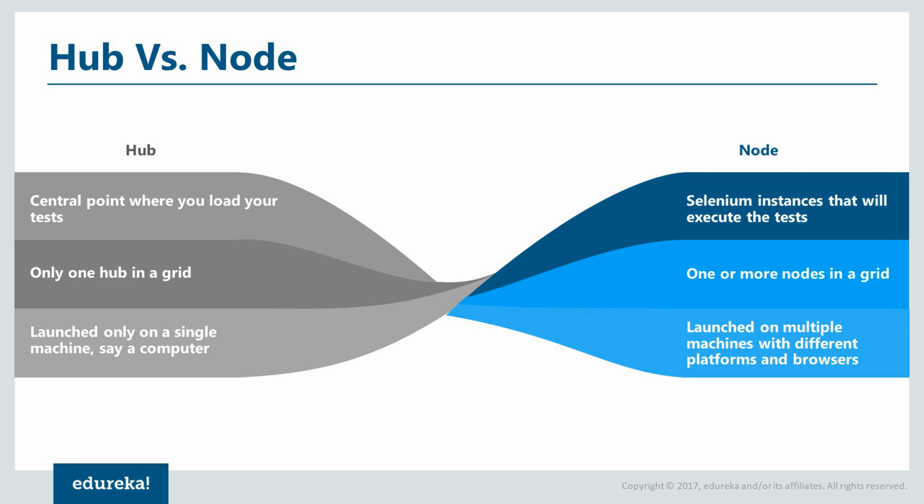So you'll have one or more nodes connected to a hub, and you'll have Selenium instances that will execute the test on each and every machine. And these are particularly different computers across different regions where you'll have different platforms, and multiple browsers can be used in order to work, right?